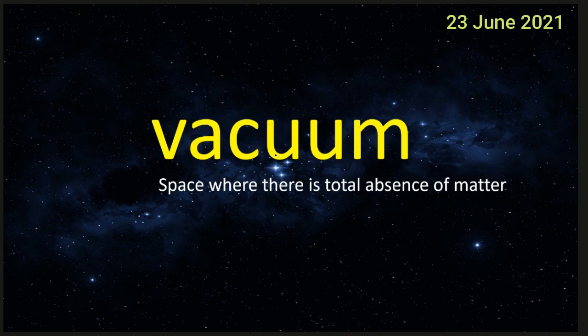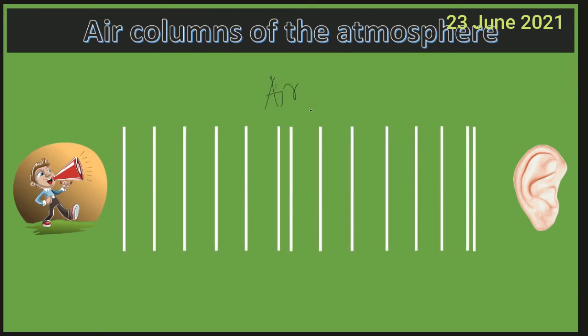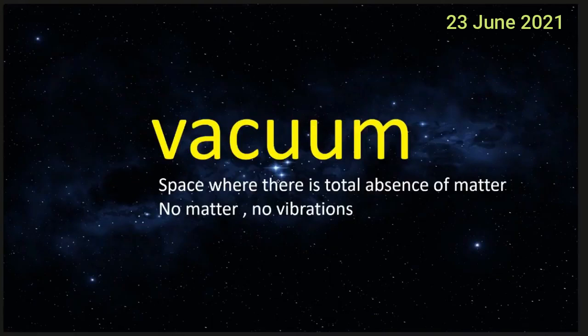Now can you imagine what will vibrate there when there is no matter? In case of air, we had air particles to vibrate. So they started vibrating. Right? And we could hear the sound. But what about vacuum? In vacuum, no matter and therefore no vibrations. And when there are no vibrations, there is no sound. And that's why we don't hear sounds of explosions that occur in space. Right?